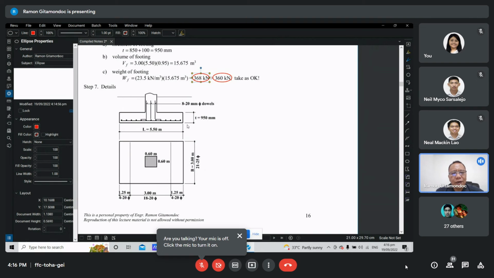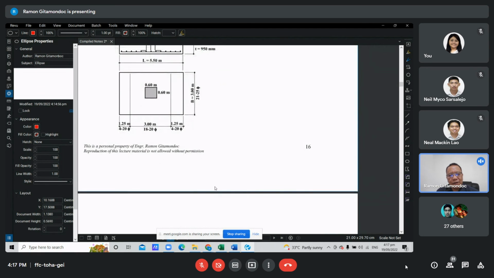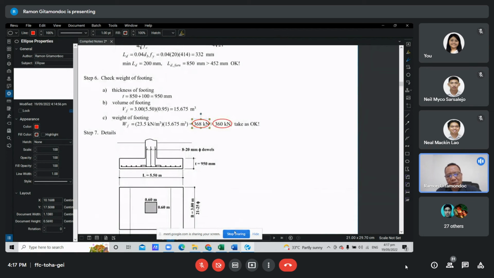In our detail here, we show the thickness, the footing dimensions, and the steel reinforcement. Here we have 21 of 25 mm diameter distributed equally. Here we have 18 of 20 mm distributed equally, and on the outer strips you have 4 of 20 mm diameter also distributed equally. So I think this topic is not difficult. It is not a hard topic, this isolated square or isolated rectangular footing. Okay, so that's it.